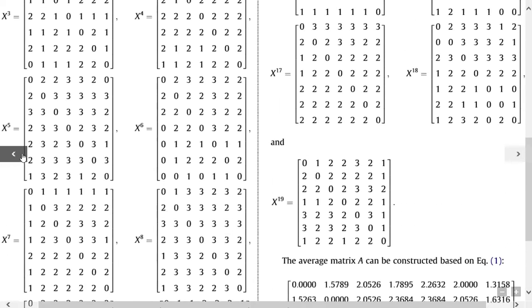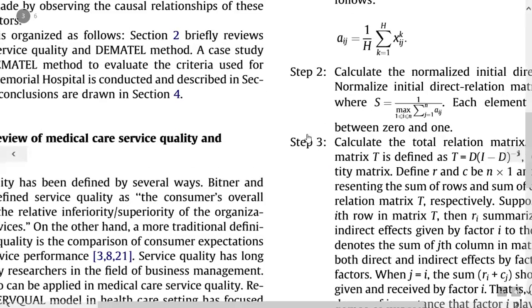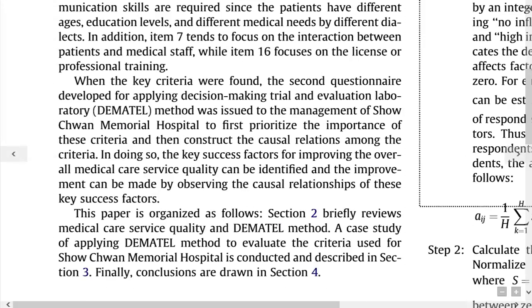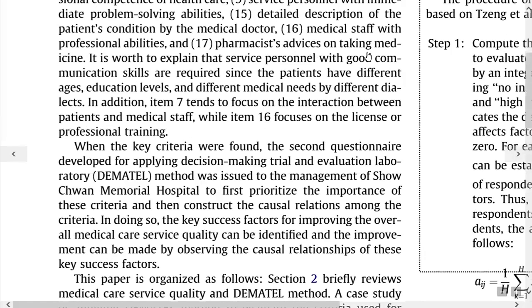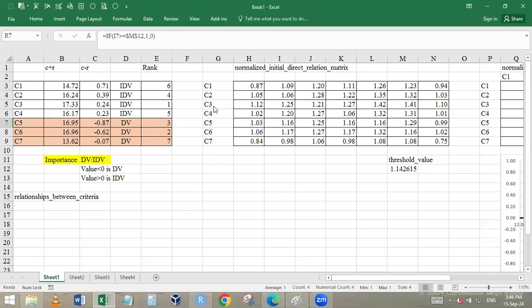So I'm going through what these 7 factors are. Here, if we have to tell the management, the seventh one comes out as pharmacist advice. That is not that important. Which one is the most important? C3, followed by C6.